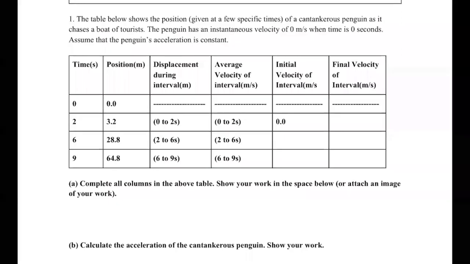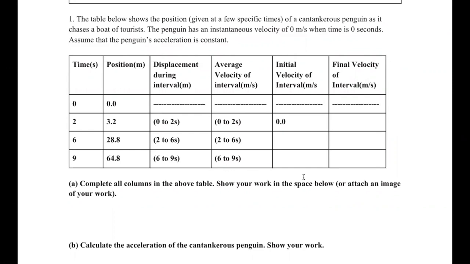Hi everyone. So I wanted to make this video just solving the quiz from last week. You can use this as a reference if there were problems that you found tricky. This first problem has a table of positions as a function of time, and you're asked to find displacements, average velocities, and initial and final velocities for each time interval. So let's work through that.